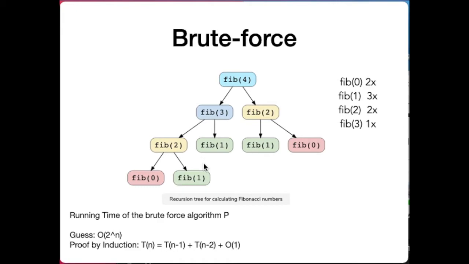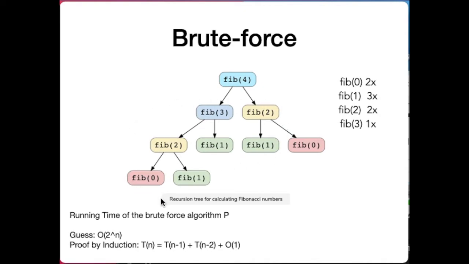And as you can see, since this has overlapping subproblems, multiple calls to fib of 0 are done, multiple calls to fib of 1 are done, and so on. The running time for this recursion tree is the total number of nodes in the tree.